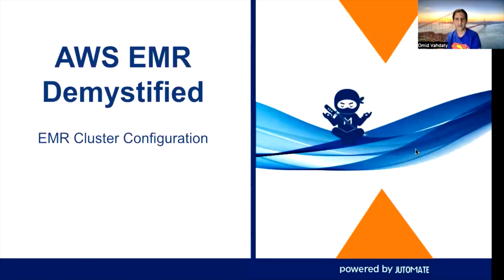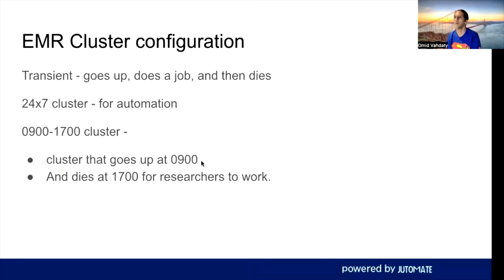EMR cluster configuration. There are lots of configurations that come with EMR, but you should know that for each scenario, you want to configure it a little bit differently. There are three scenarios I've prepared for today's session. One is a transient cluster, which goes up, does the job, and then dies. Then a 24/7 cluster for automation, and a 9 to 5 cluster, which essentially goes up at 9 a.m. and dies at 7 and lets researchers do their work.